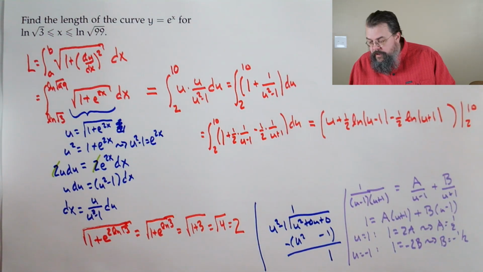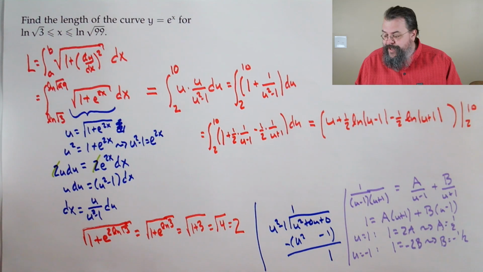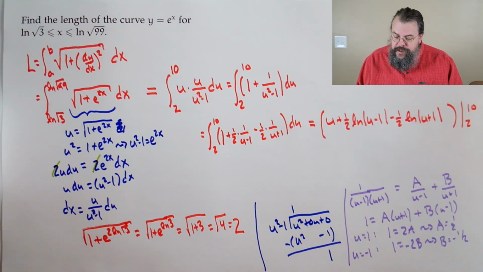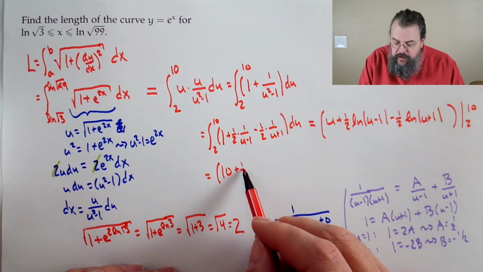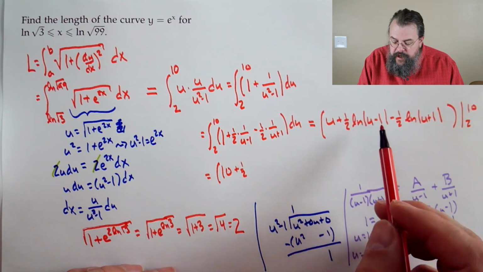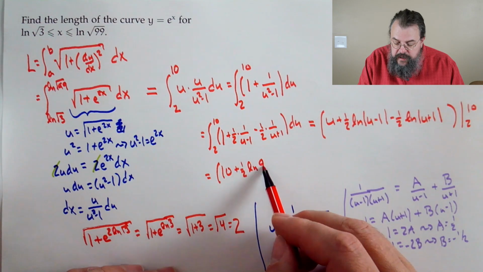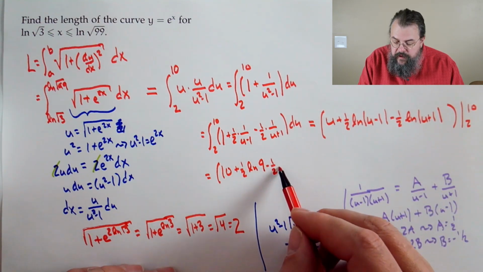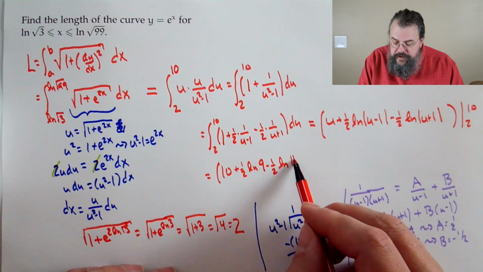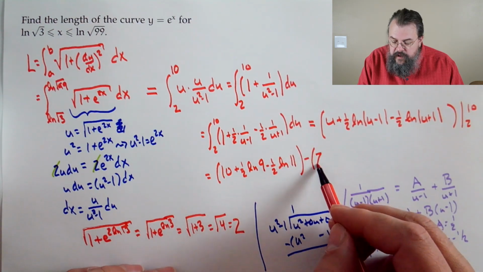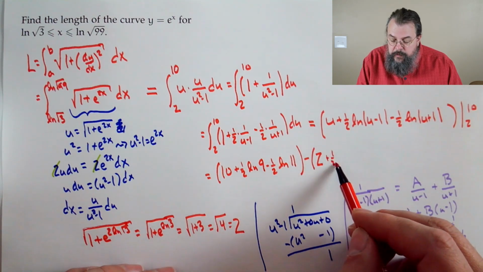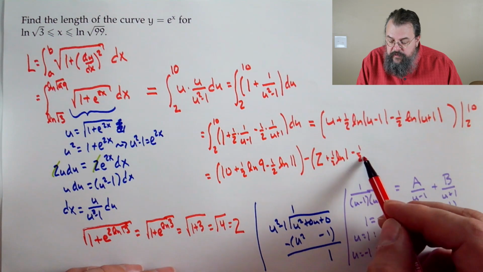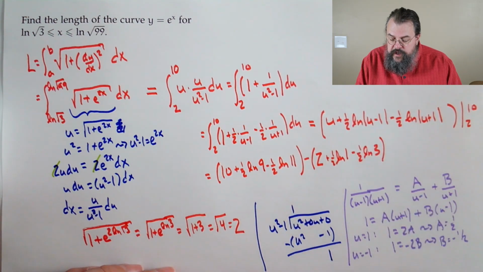All right, good. Well, we're rounding the corner. We're almost there. So we can now plug in. We get 10 plus 1/2 log of 10 minus 1, so that's 9, minus a half log of 10 plus 1, 11, subtract 2, then 2 minus 1 is 1, minus a half log of 2 plus 1 is 3.